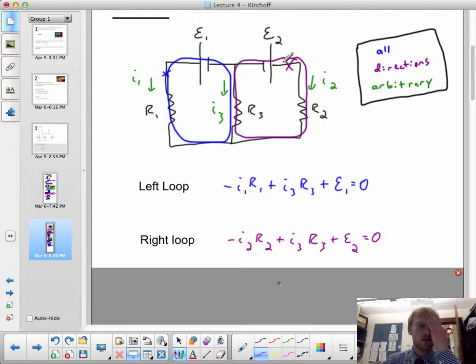Well, there are three unknowns here. I don't know how much current flows in this segment. I don't know how much current is flowing through the middle branch, and I don't know how much current is flowing through the right branch.